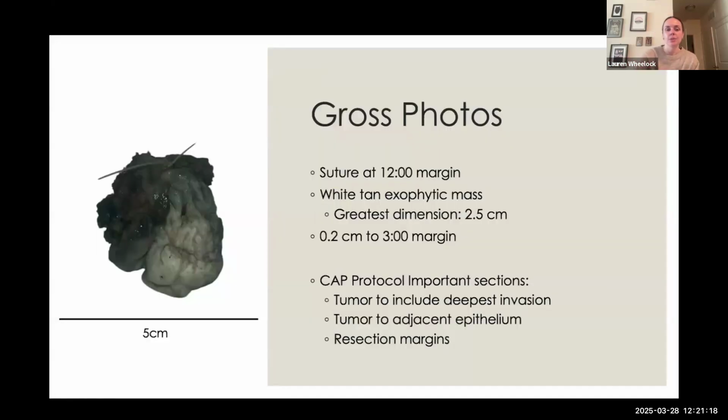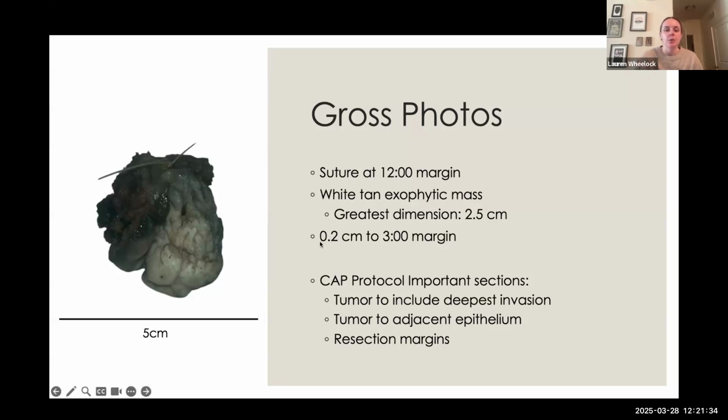So this is what came across my bench. It is just a skin excision. The suture designates 12 o'clock. What we see is a white tan, really ill-defined exophytic mass. I measured the greatest dimension to be 2.5 centimeters.